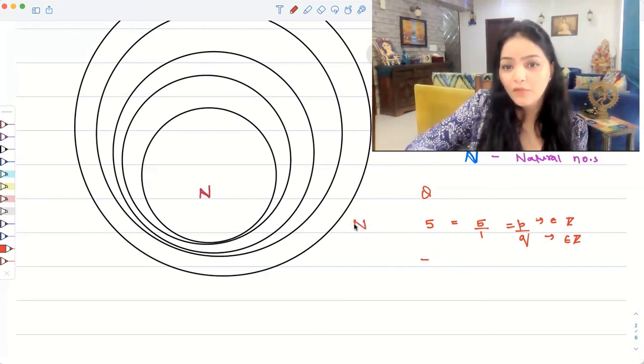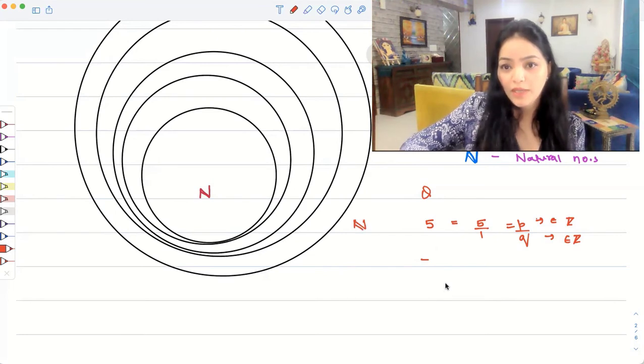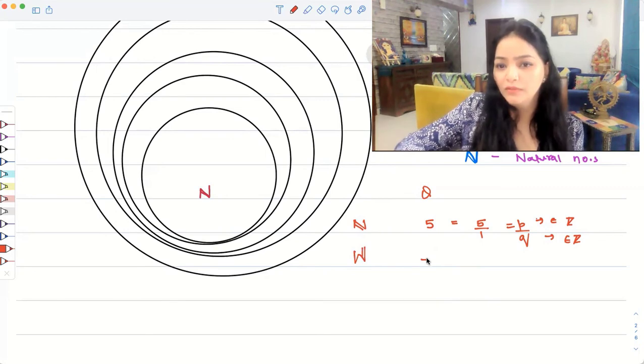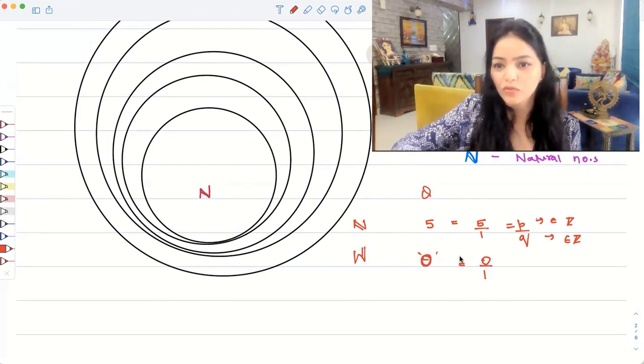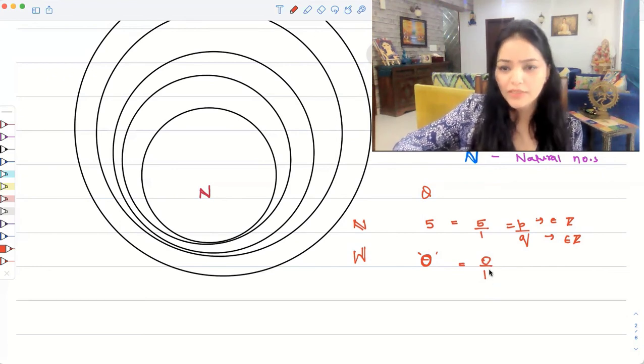So as I mentioned, integers. This is an example of a natural number. The natural number and whole number only differ from each other by 0. I can write down 0 as 0 upon 1, because anything multiplied by 0 will always give you 0. So you can write it down as 0 upon 1, 0 upon 2, anything. Or the simple way is 0 upon some number and you will get 0 only.